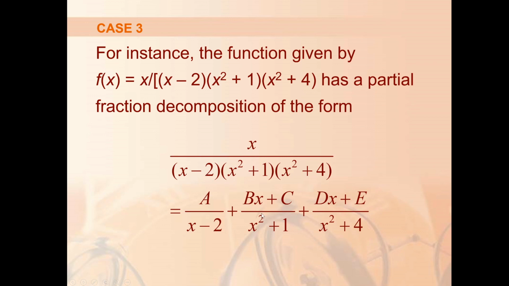None of those factors are being repeated. And then for the first quadratic factor, we do have x squared plus 1. So the way to rewrite it with the partial fraction is bx plus c over x squared plus 1. And then for the second quadratic factor, we do have x squared plus 4. So the way to decompose it is dx plus e over x squared plus 4.